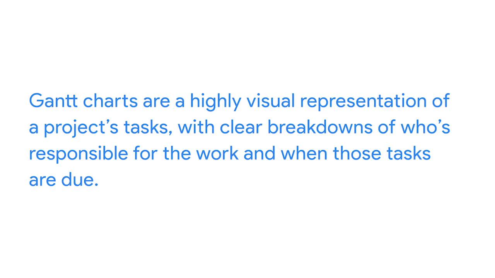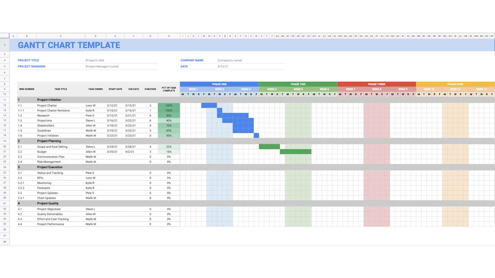Well, it's a highly visual representation of a project's tasks, with clear breakdowns of who's responsible for the work and when those tasks are due. For many people, a visual aid that builds upon written directions can be a helpful way to understand and synthesize the work they need to do, when they need to complete it, and how their individual tasks connect to the other tasks in a project. Gantt charts are almost like calendars. They feature the start and end dates of each task, and the bars align with how much time is devoted to each of those tasks.